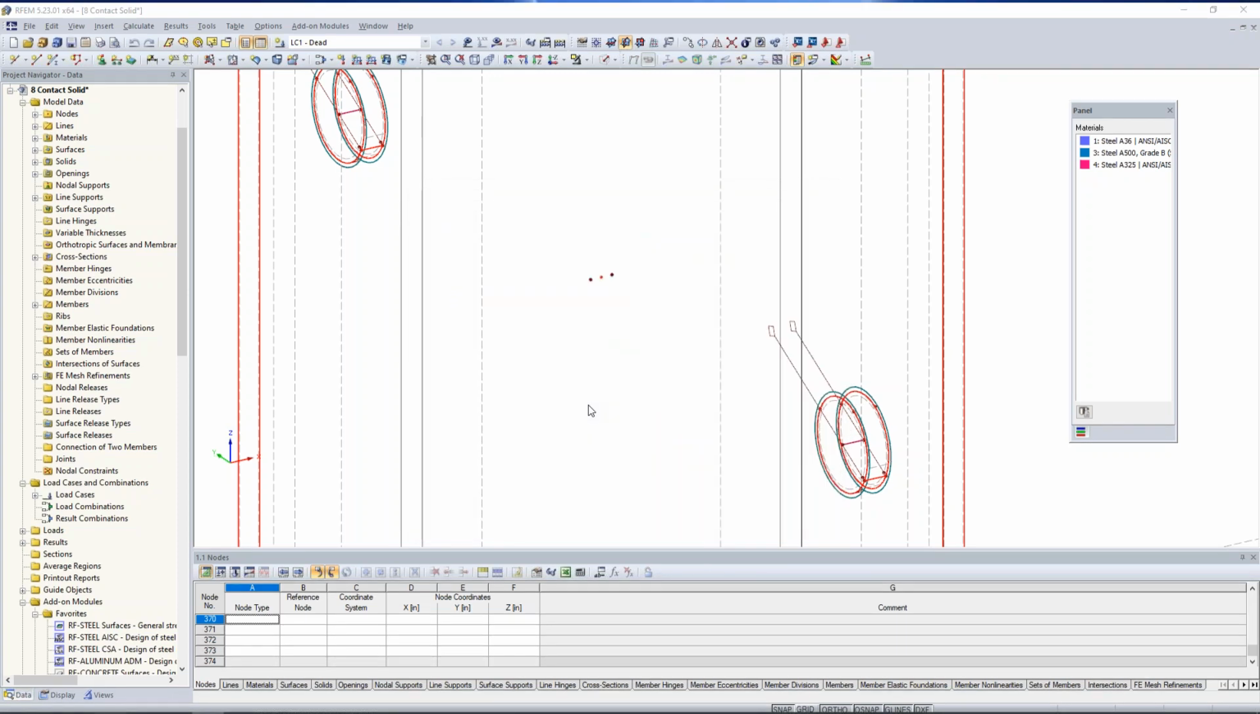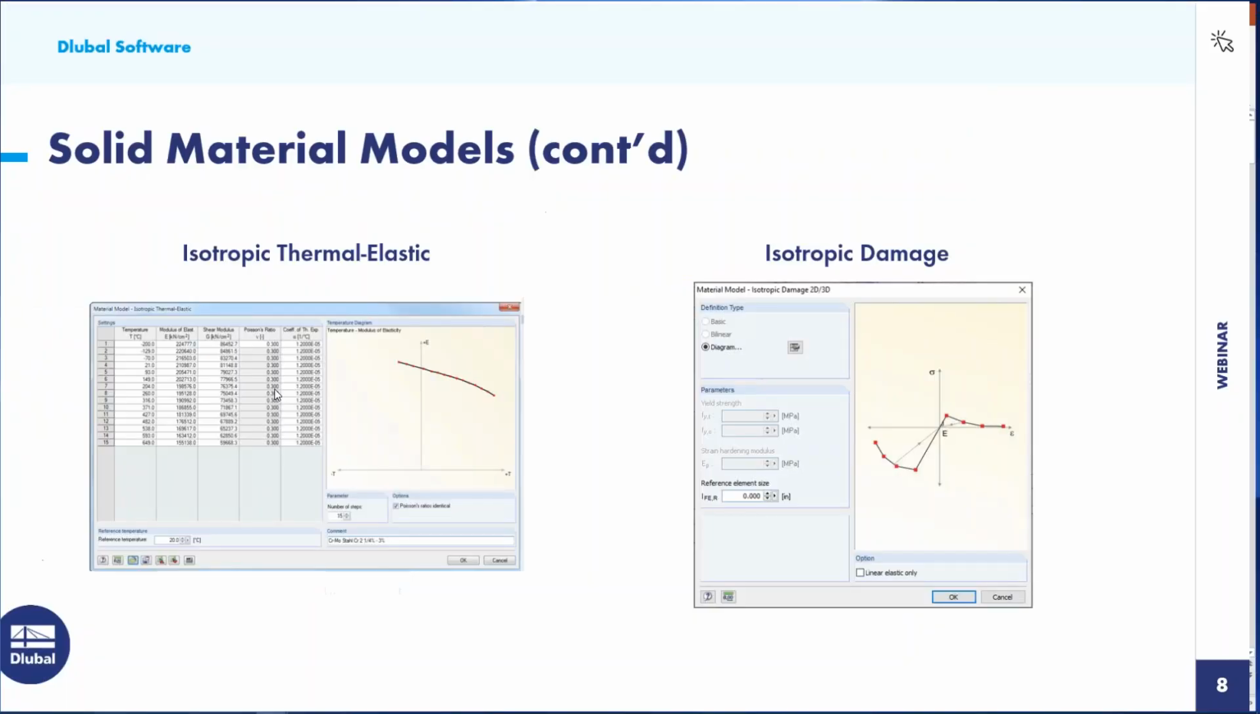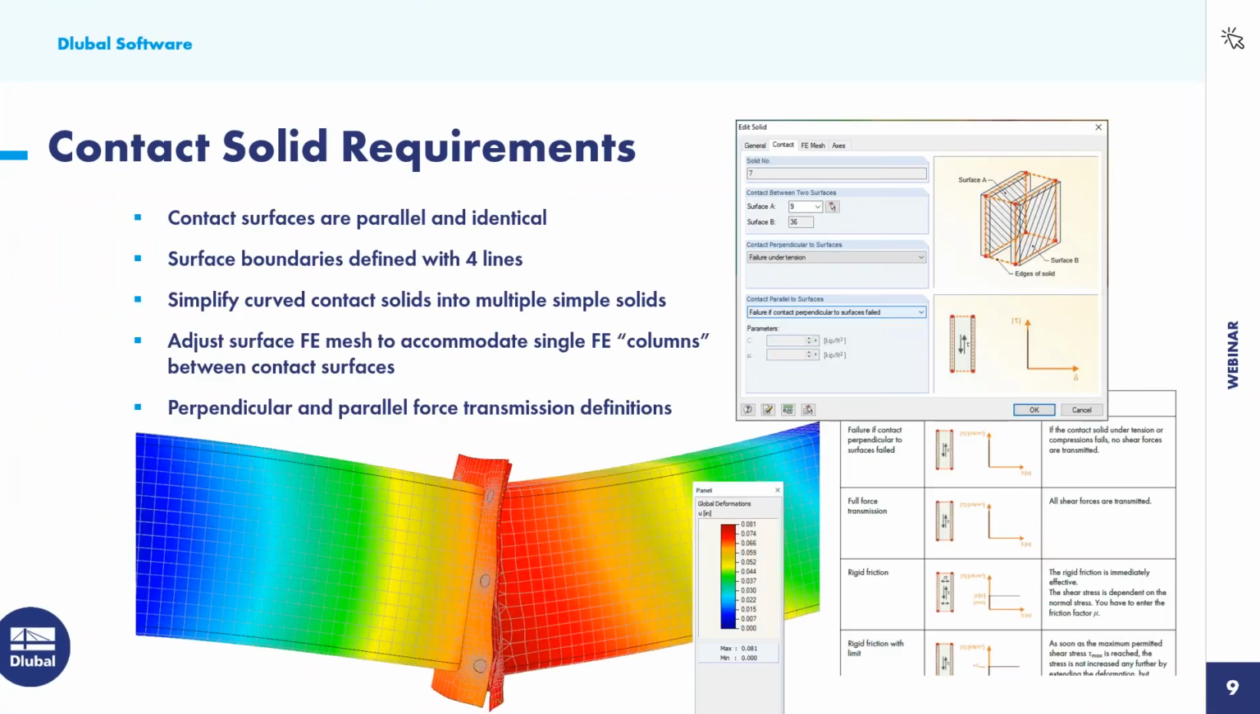Before moving on, let me quickly jump to the PowerPoint here just to explain a few important points about contact solids. The contact surfaces must be parallel and identical. What this means is that any nodes or lines that exist on surface A, in our case the steel plate on the left, must also exist on the right-hand side. Everything must be identical. Surface boundaries must be defined with 4 lines, so exactly 4 lines. It can't be defined with 3, and it can't be defined with 5.